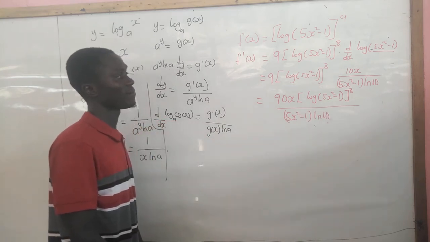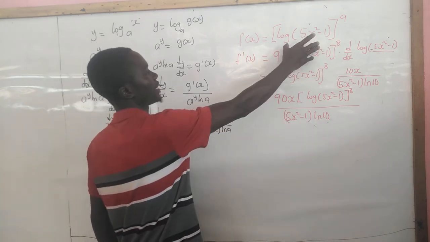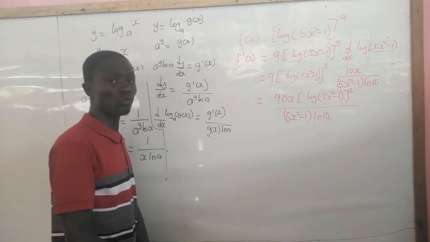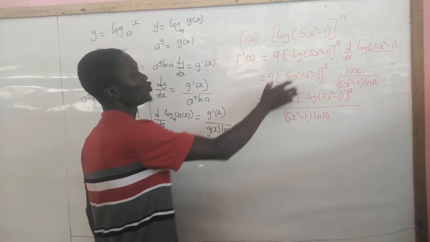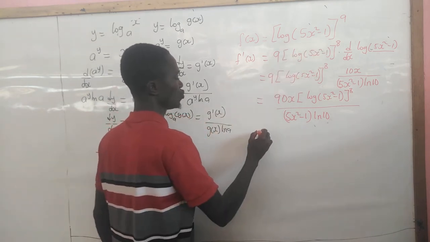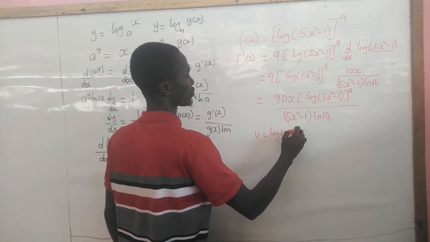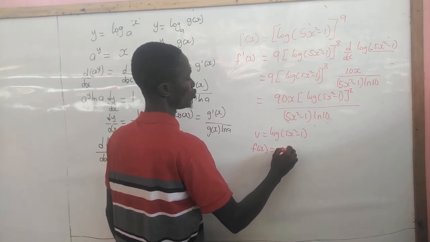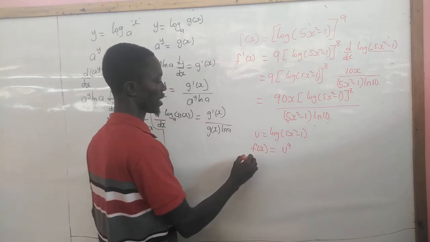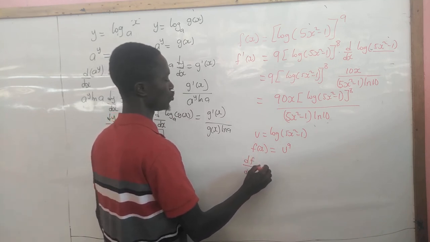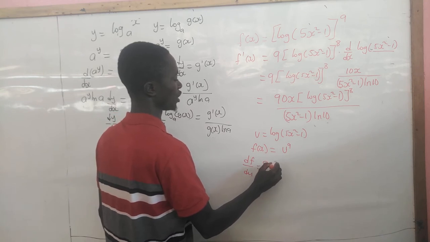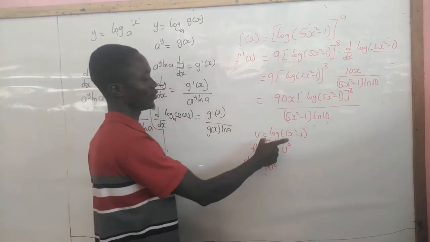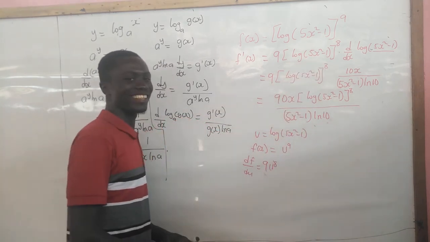Very simple as that. So here, if you cannot do it in your head, use the chain rule. Check the description for my video on chain rule or composite function. You can let u be equal to this. That is, you take u to be equal to log of 5x squared minus 1, and then you have f of x equal to u to the power 9. Then you find df on du to be 9u to the power 8, and u is this. That is why we had this. Then after that, you differentiate this one as we've done. Very simple as that.